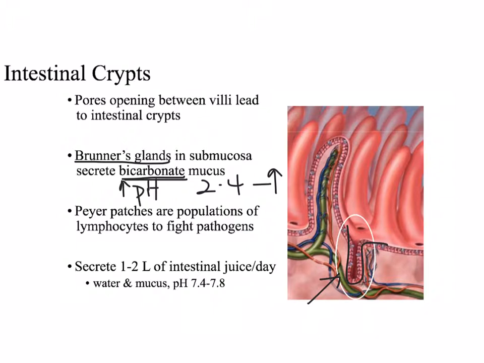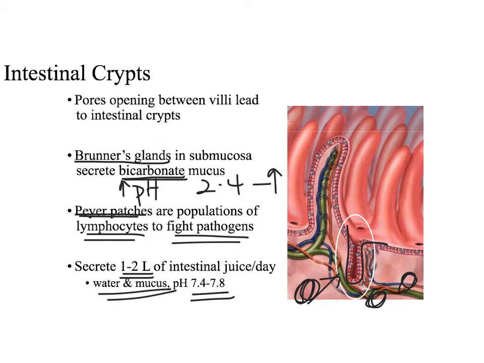Now out in here, we're going to find Peyer's patches. They're clumps of lymphocytes that are there to fight pathogens that might be getting through to the small intestines. Now, we also have secretion going on. So 1 to 2 liters, the pH is 7.4 to 7.8, and it's got water and mucus in it.